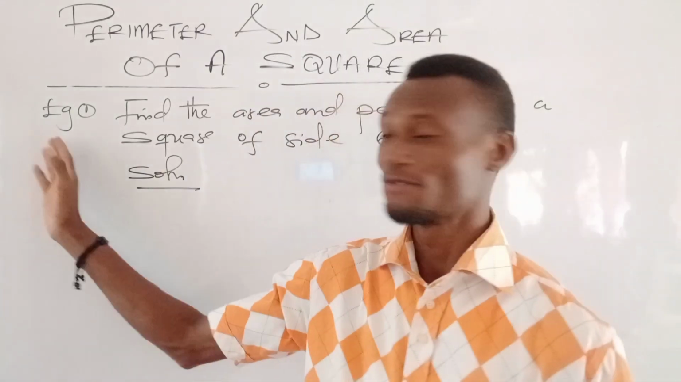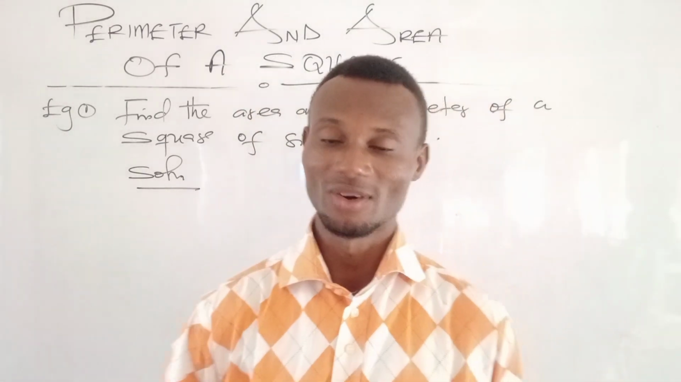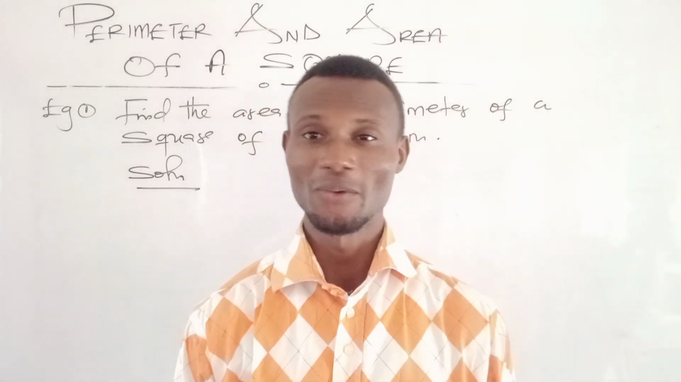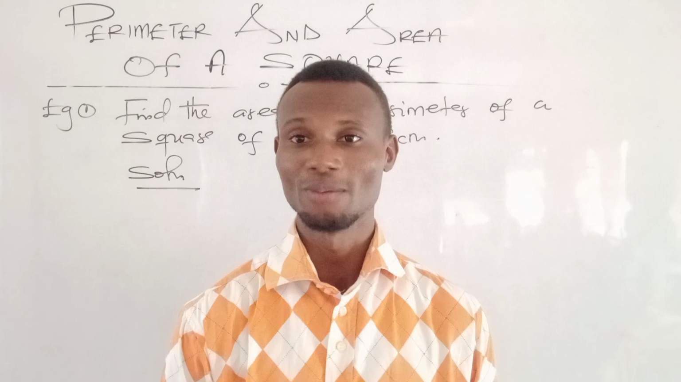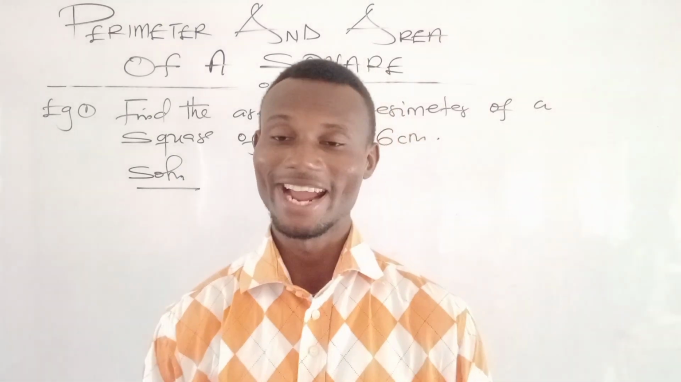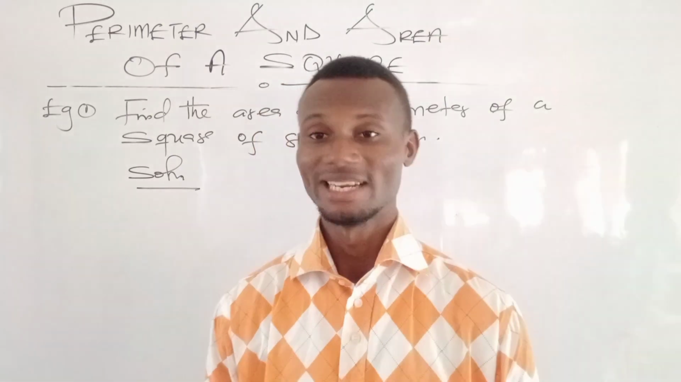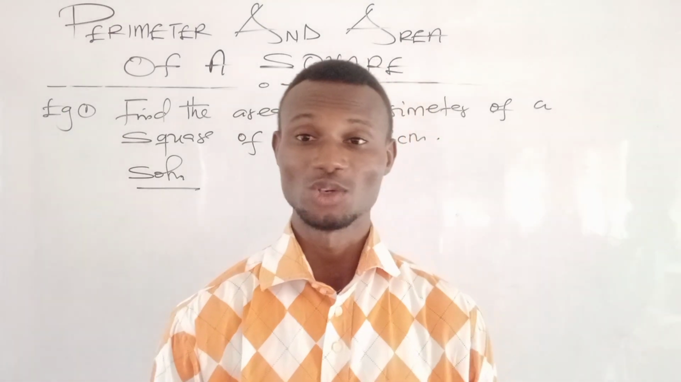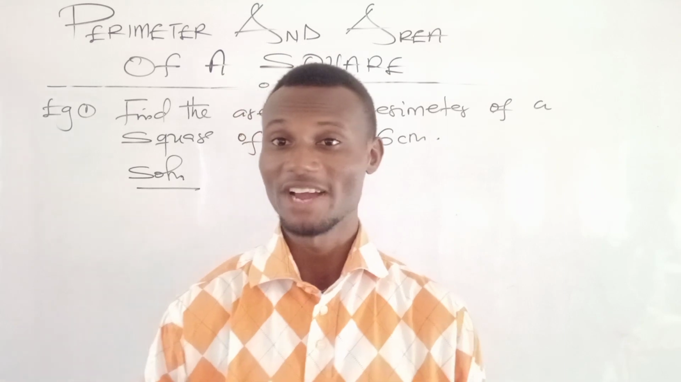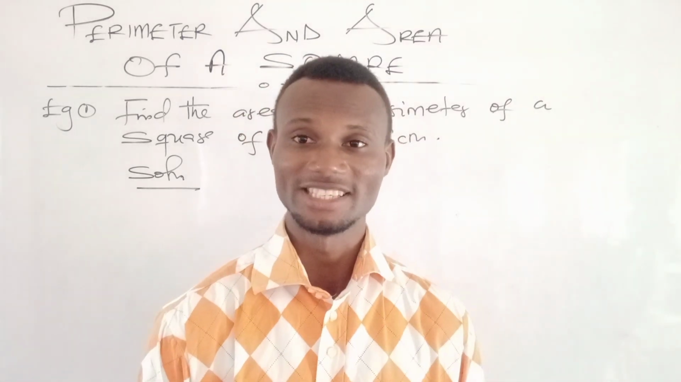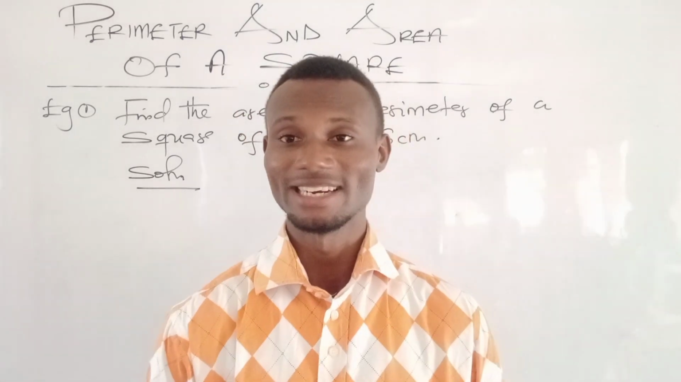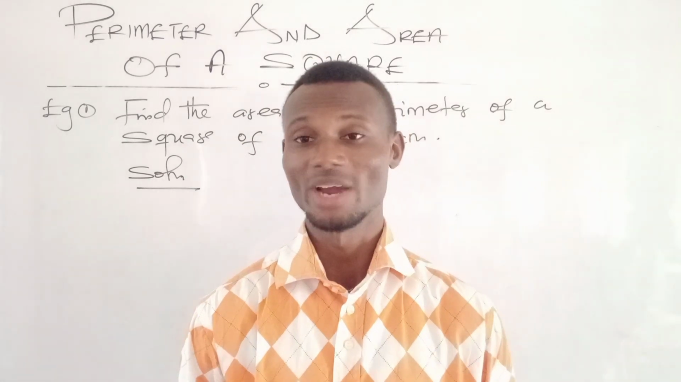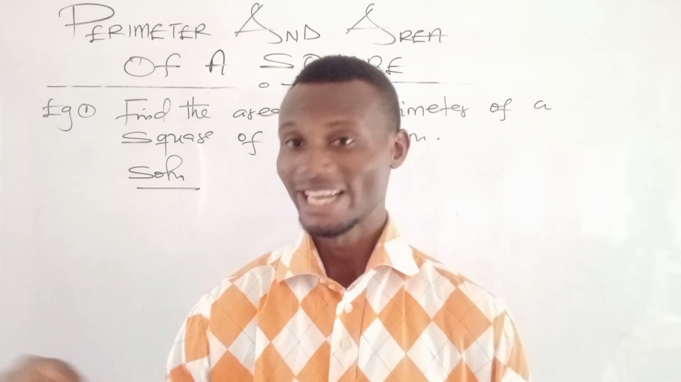Okay, so as you can see from the board, this is example 1. In the first video, all that we did was to define what a square is and also derive the formula for finding the perimeter and area of a square. So in this video I want us to solve questions. I will advise that you watch the first video because the first video lays the foundation, the basic understanding that you are supposed to get about the perimeter and area of a square. I've done those explanations in the first video.